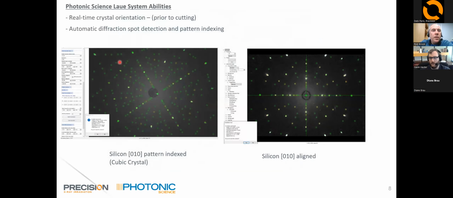So here's an example of a silicon pattern. You can see there are white spots, which are the diffraction spots in the image, and these are overlaid with green spots, which are the simulated spots. You can see this pattern has been indexed, and down here it gives the information on the angles, and then here it's been aligned with the goniometer to give you an aligned pattern.